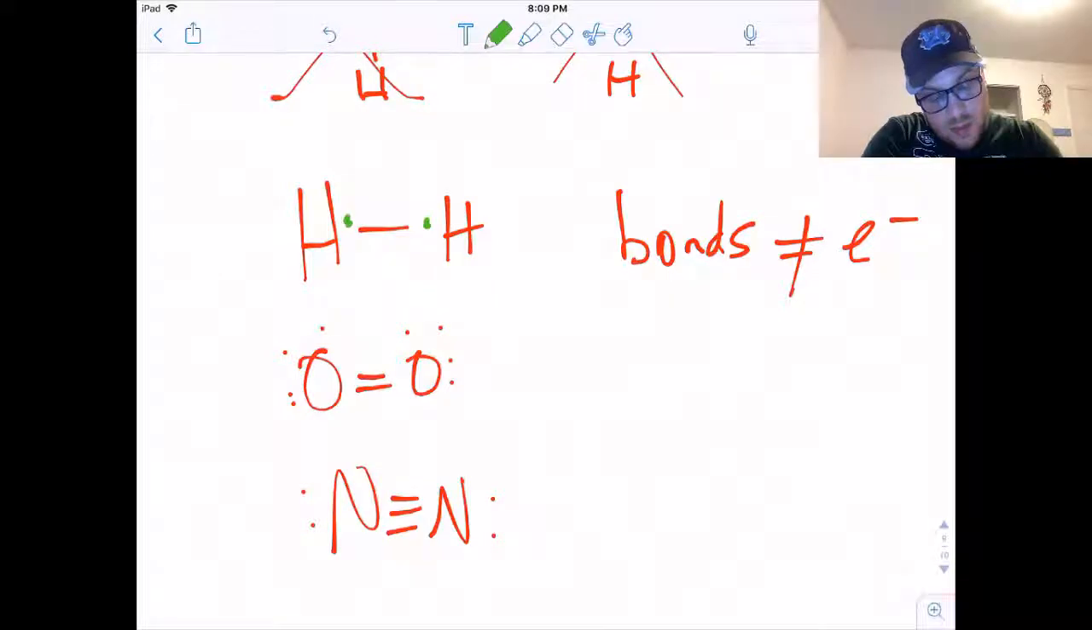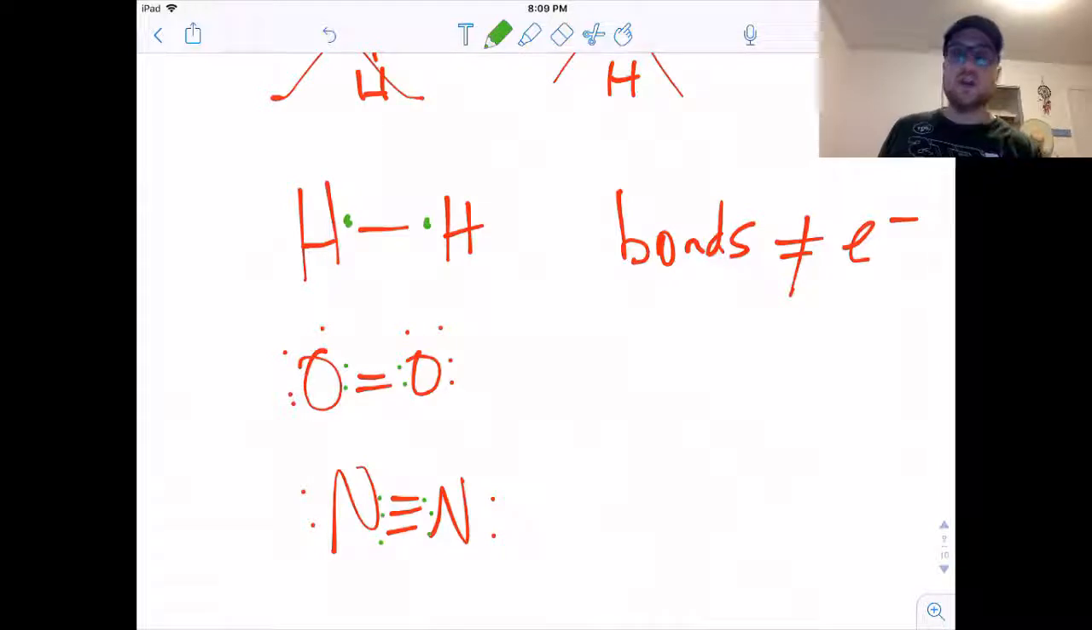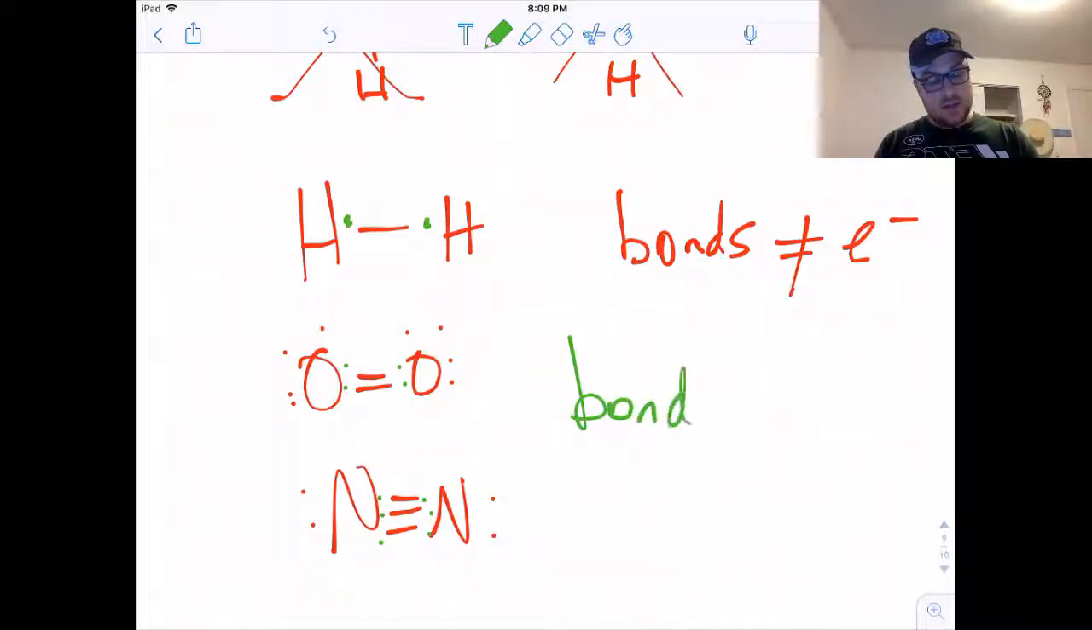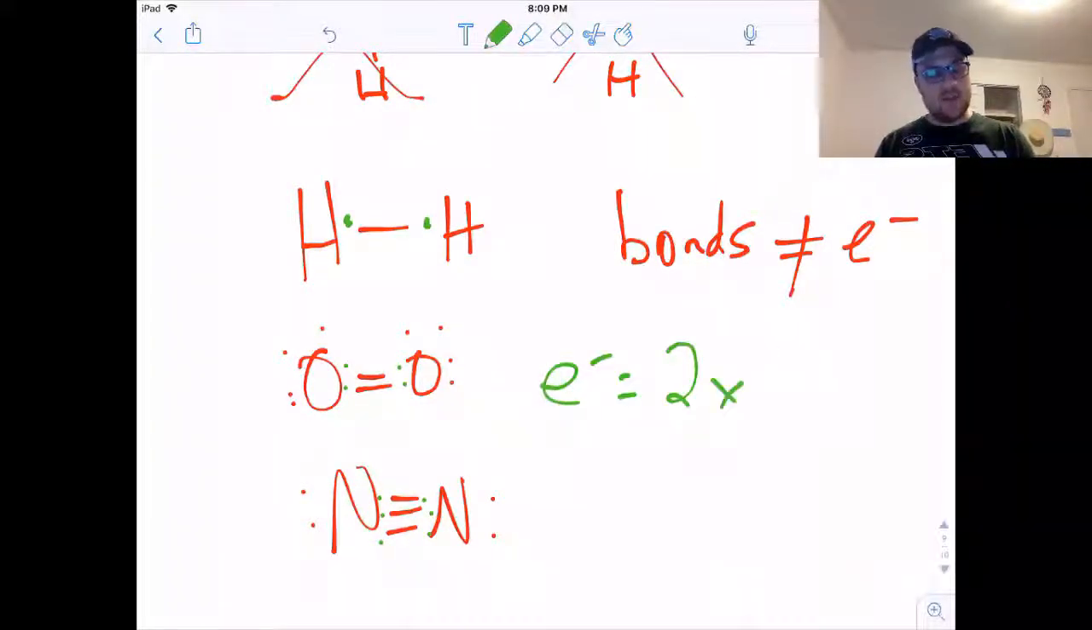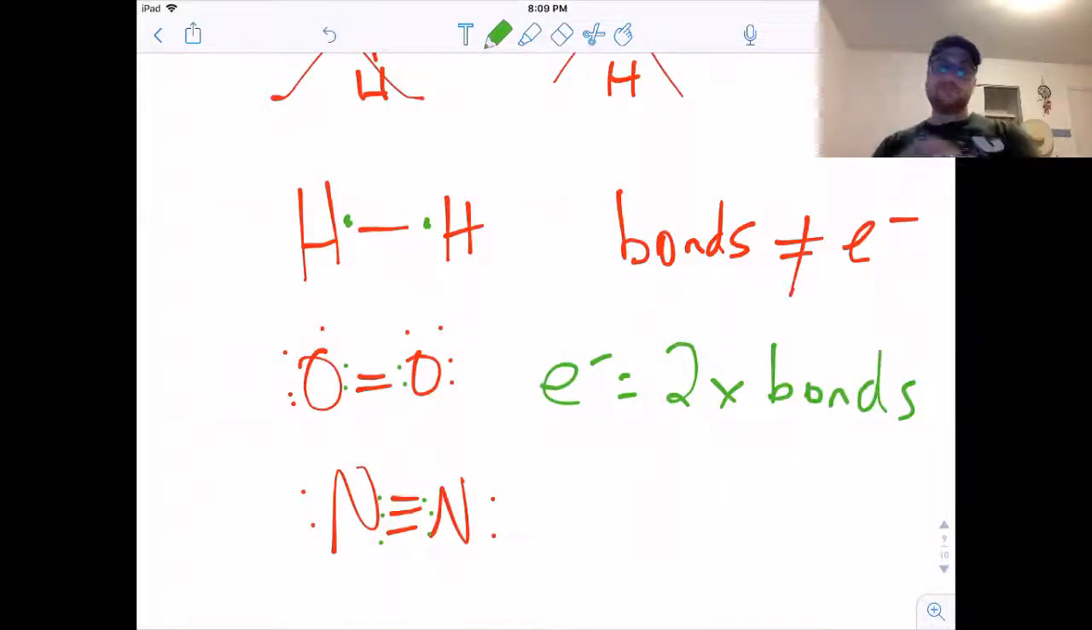So each of these nitrogens is sharing 3 of their electrons with each other. The oxygens here are 2. The hydrogens are 1. So your electrons are the same as 2 times however many bonds you see. Just something I've noticed, and a lot of you have been fine doing this, at least in my classes. But some of us are goofing a little here.